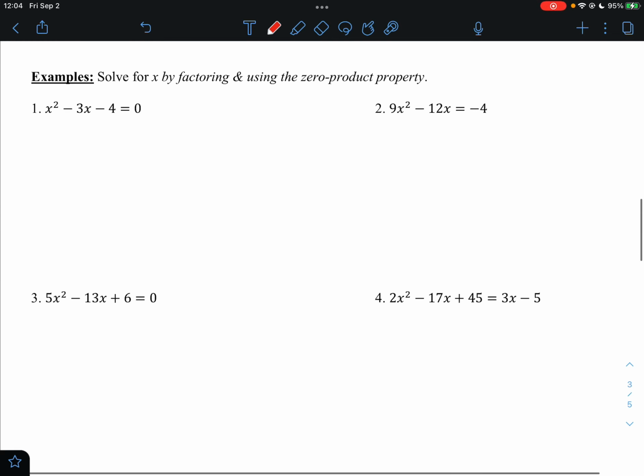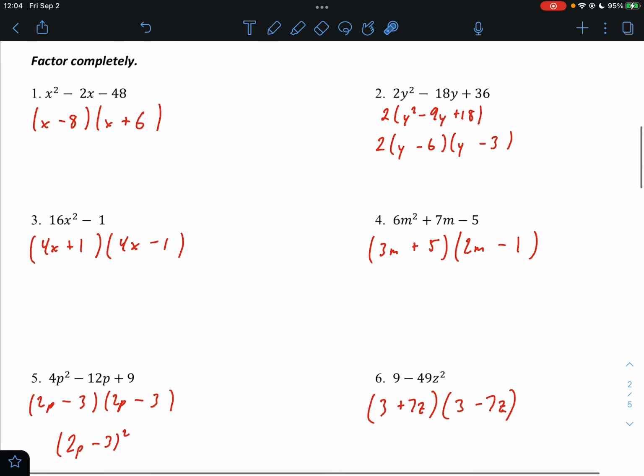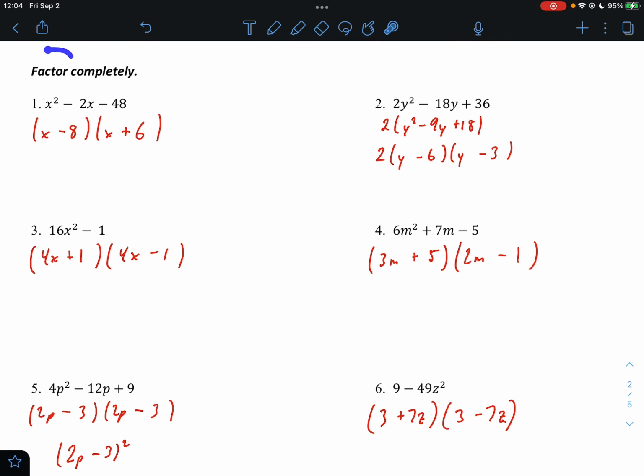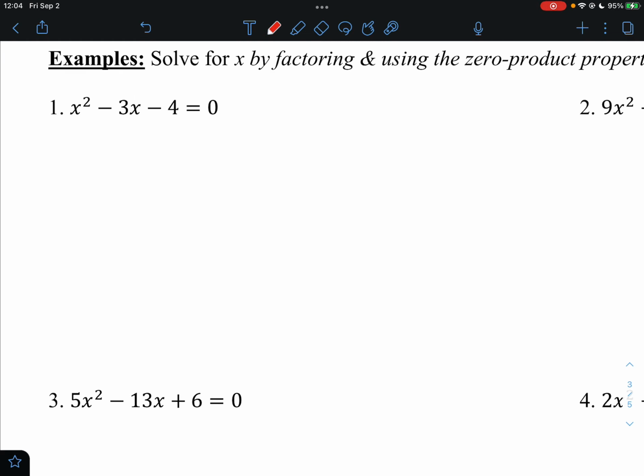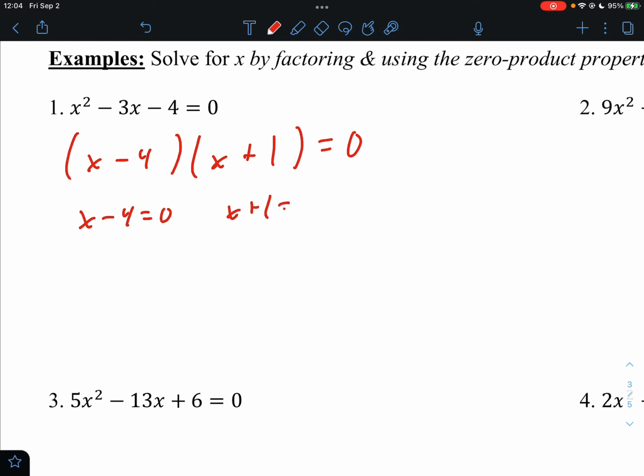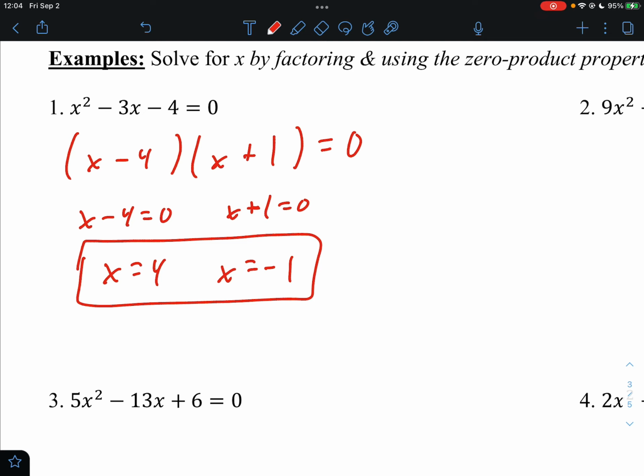On the next slide, we're going to do the exact same thing, except now we're going to use the zero product property and solve. On the last slide, there was nothing to solve. There's no equal sign, so we just factored. But now we solve. So let's try to factor this. We get (x minus 4)(x plus 1), which means either x minus 4 equals 0 or x plus 1 equals 0. So x equals 4 or x equals negative 1 are our two answers.